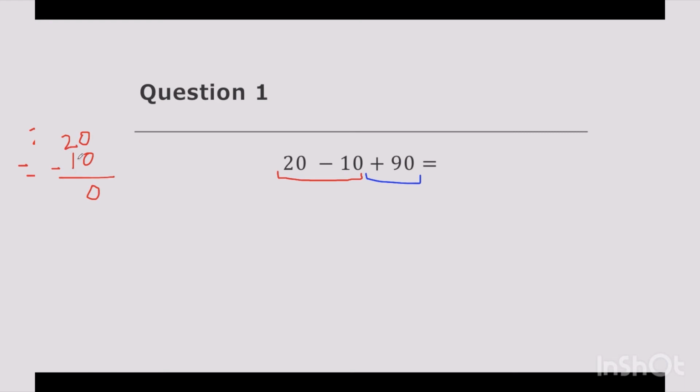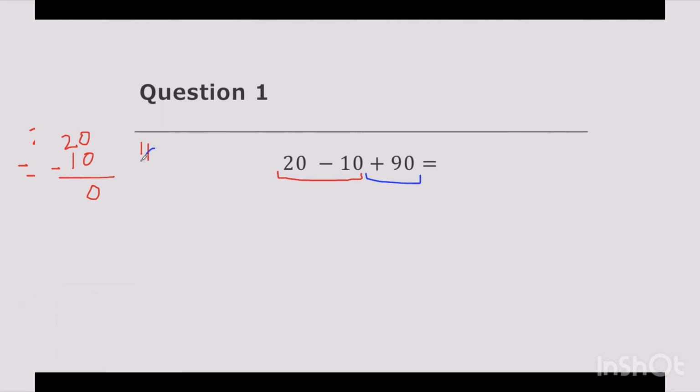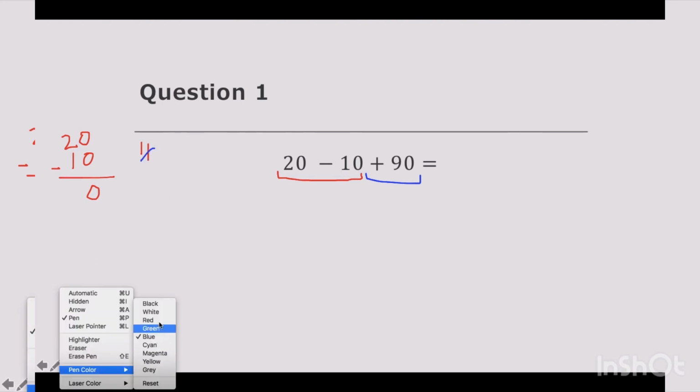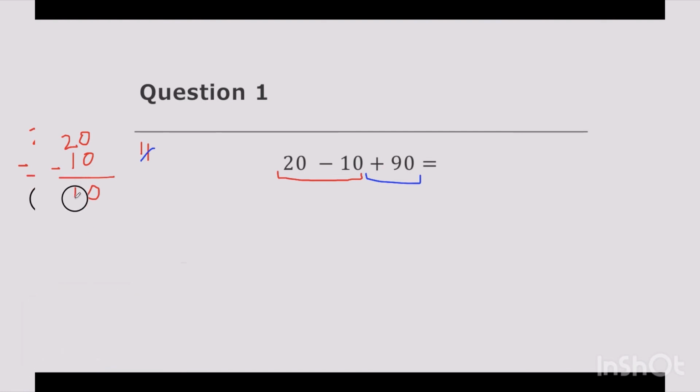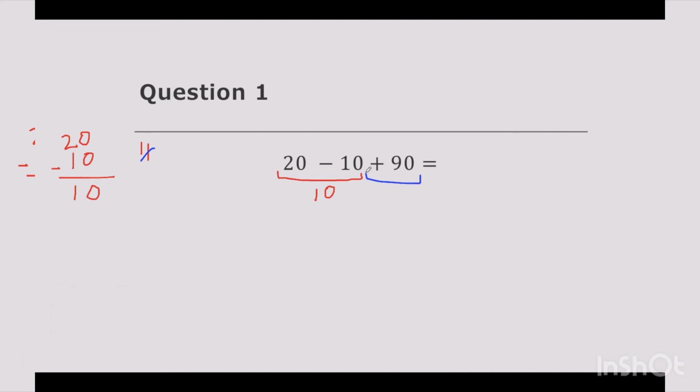So 2 minus 1, that's basically very easy. 2 sticks minus 1 stick equals 1 stick. So 2 minus 1 is 1, and 20 minus 10 is going to be 10. If you take 10 as your answer, there's no point because you're not done with the question. You need to figure out the next part, which is plus 90. So 10 plus 90.